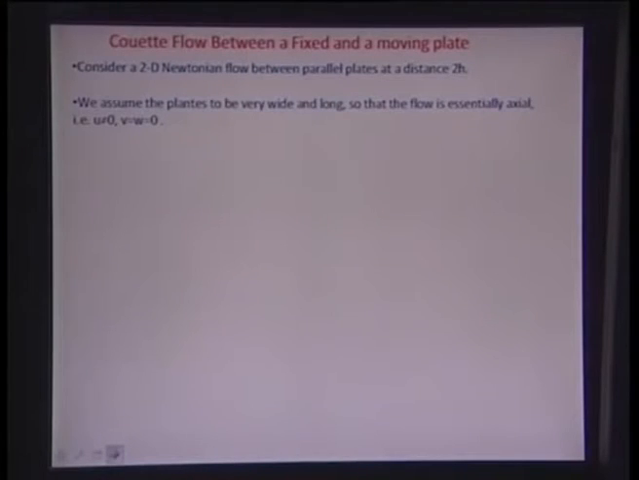Before doing that, just to illustrate a few conceptual things, we would investigate the Couette flow, which is essentially between two dimensional plates or surfaces, parallel plates at a distance of 2h, which has a fluid in between. Okay, so let me draw this out. So you have two surfaces, surface 1 and 2, and a fluid in between, and you are trying to move this surface at a velocity v.